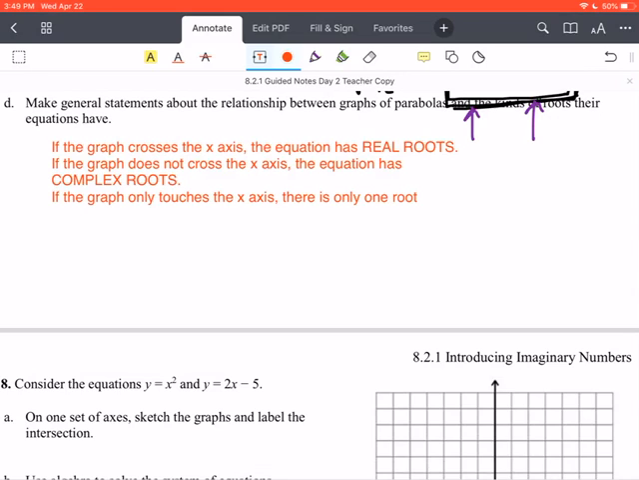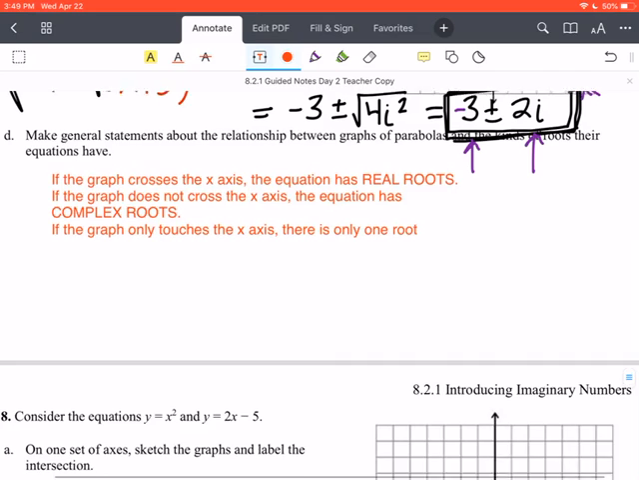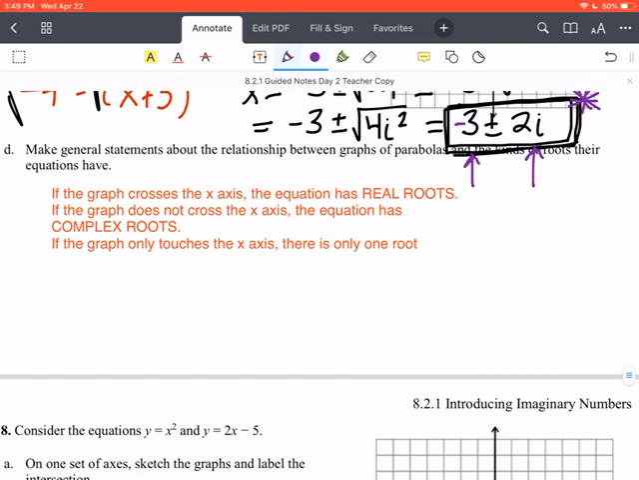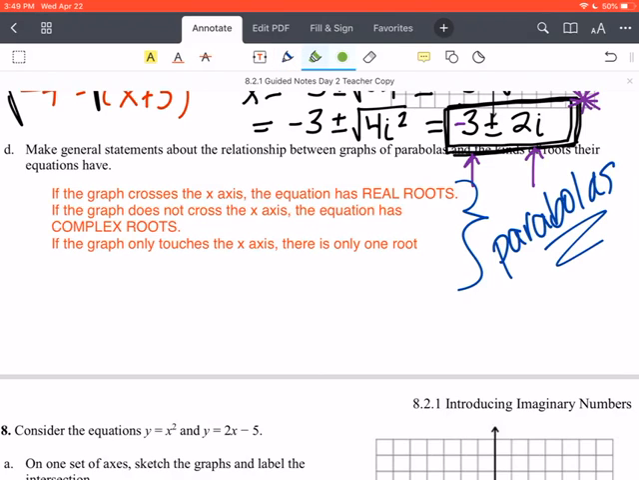Okay, and again, this is all for parabolas, so let me be clear there. This is all for quadratics, for parabolas. The key thing is to know if we're crossing the x-axis, we have real roots. If we are not crossing the x-axis, we have complex roots. Very, very, very important.